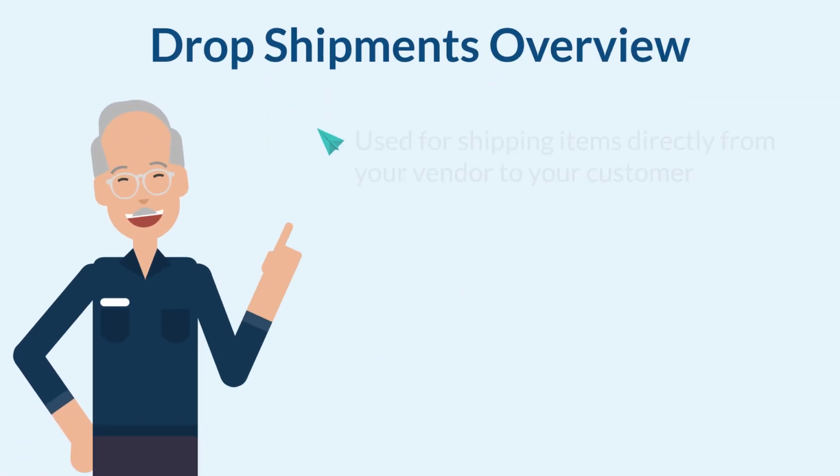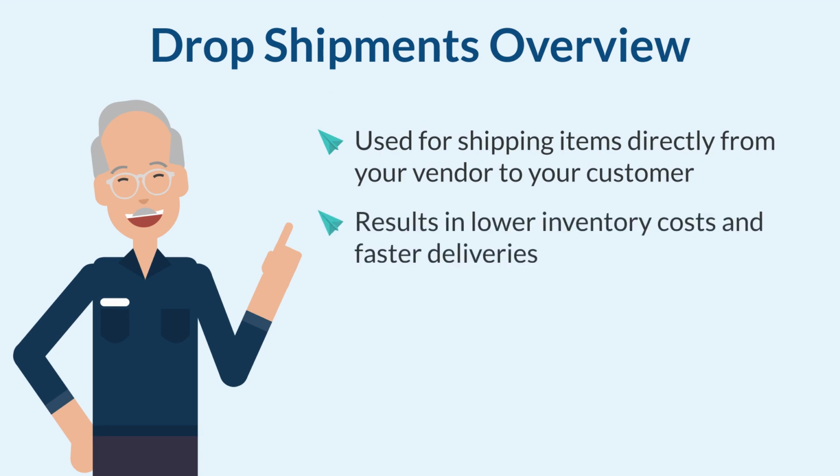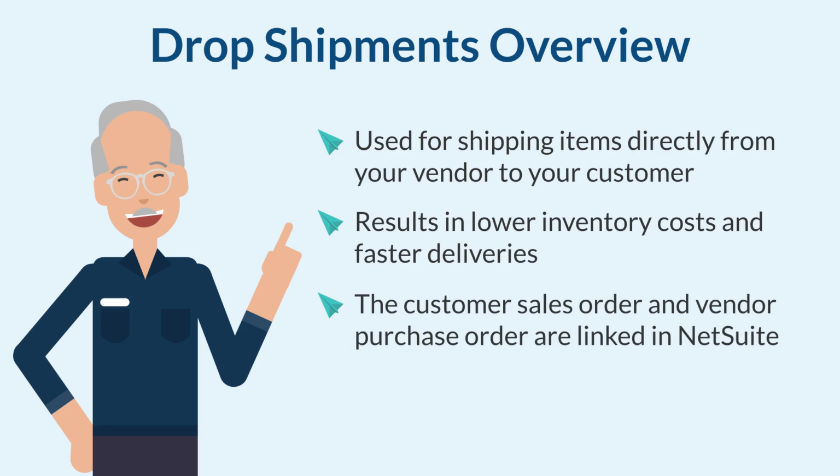A drop shipment is necessary when you are shipping items directly to your customer from your vendor. Dropship items never pass through your warehouse, so drop shipments result in lower inventory costs and faster deliveries. When you use the NetSuite Drop Shipments and Special Orders feature, NetSuite will automatically create purchase orders based on sales orders created for dropship items.